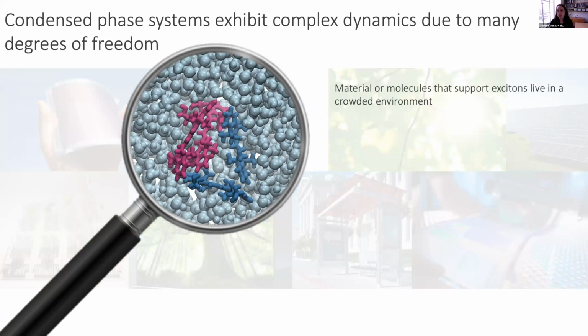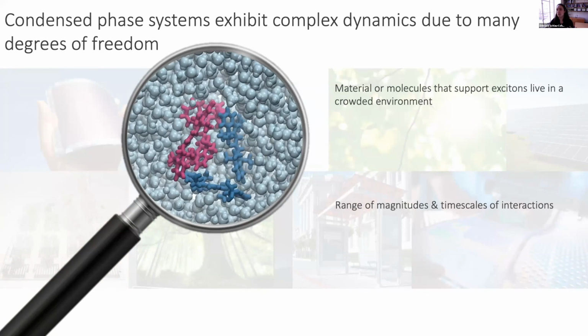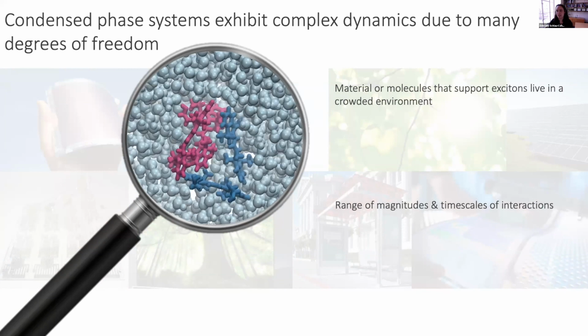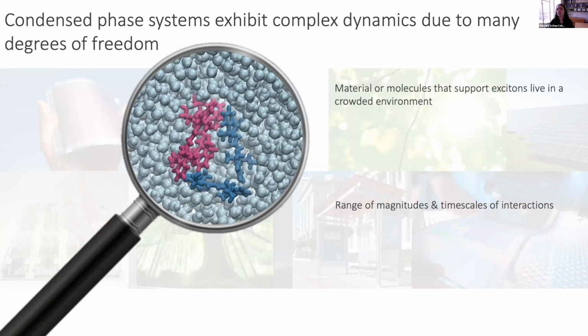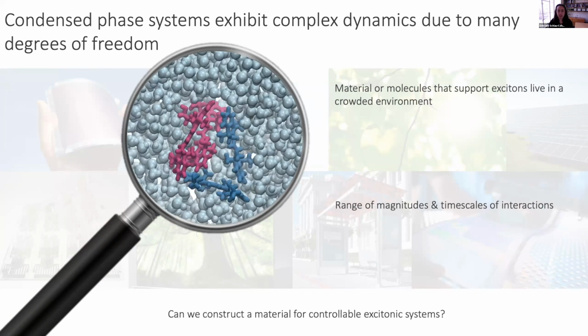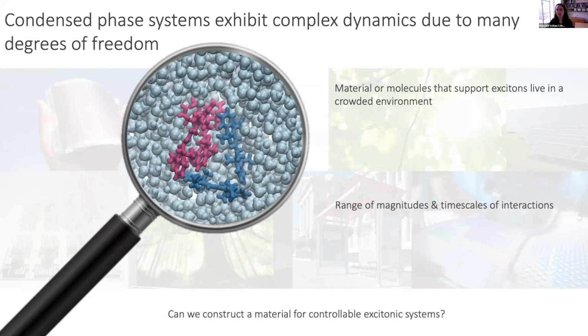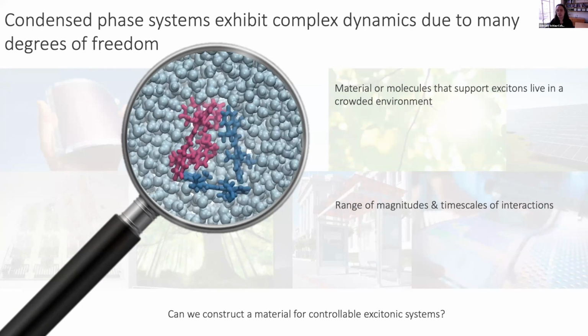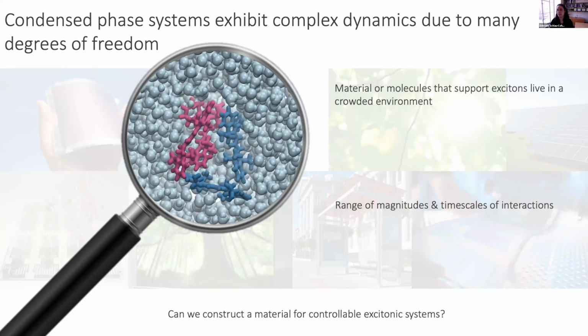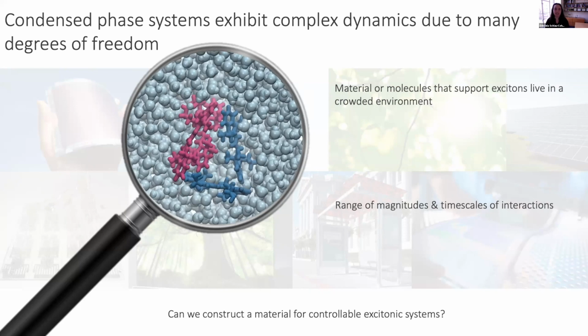And so this crowding leads to a range of different interactions. And as these systems evolve in time, they move on a range of different timescales. So all of those degrees of freedom lead to a really difficult problem. So what we want to think about is, can we construct a material that allows us to control these excitonic systems? And so that's the overarching goal of the work that I'm going to tell you about today.